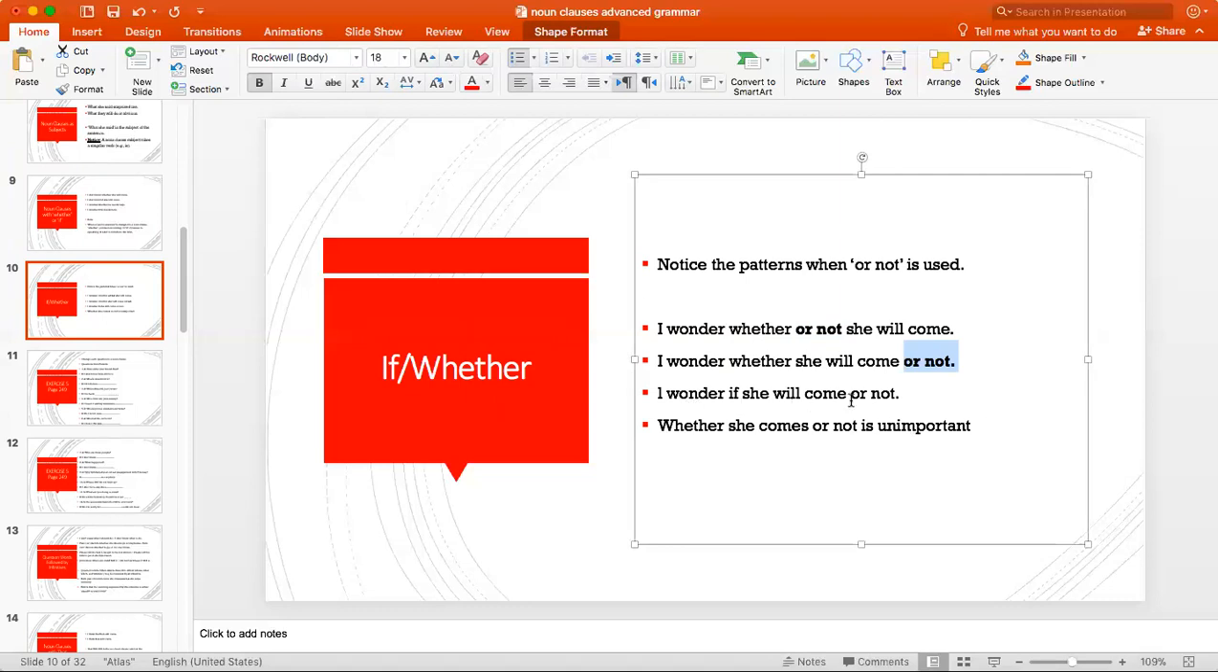With "if," usually we use "or not" at the end, but with "whether" we use it after whether and at the end of the clause, the noun clause. And notice the noun clause here, whether, can also be the subject of the sentence. Whether she comes or not, remember, this is all a subject. This can be replaced by "it." Whether she comes or not is not important. So it's like saying it is not important.